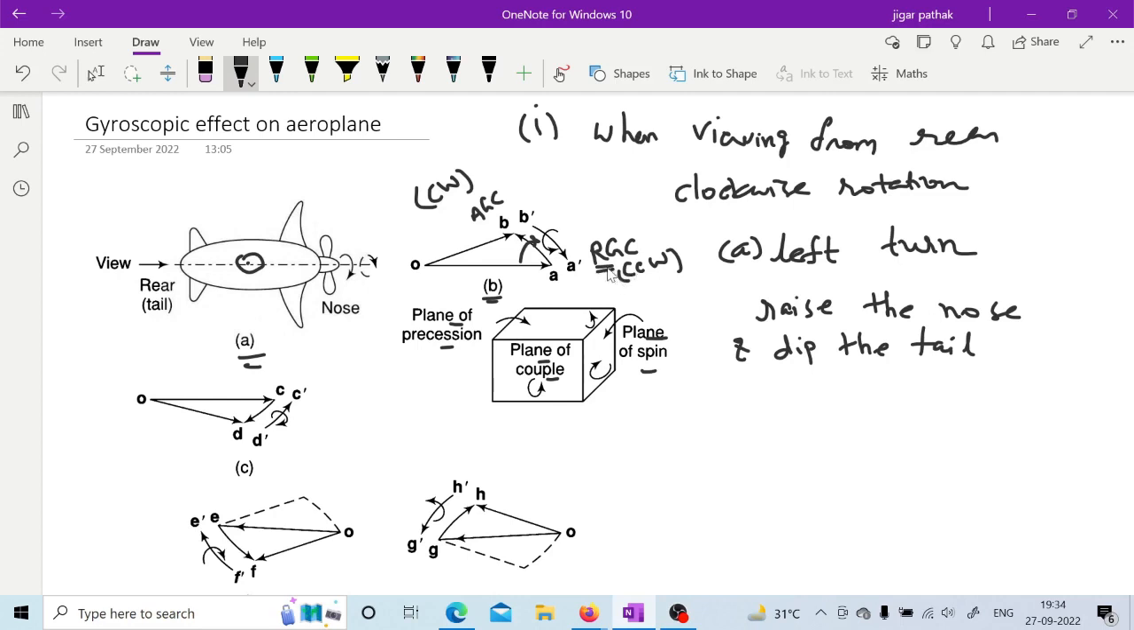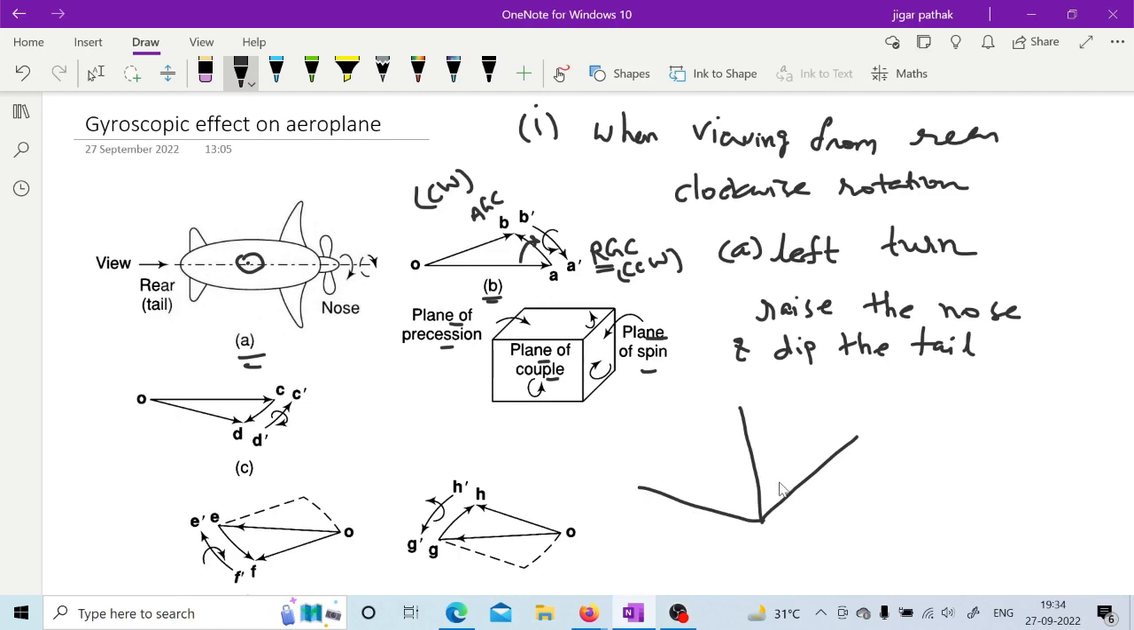And when this reactive gyroscopic couple is generated in counterclockwise direction, acting about this axis perpendicular to the plane of the paper, then what will happen? It will try to raise the nose and dip the tail, right? Are you getting it? Yes. Understood.